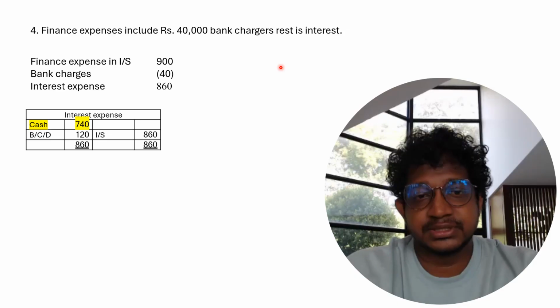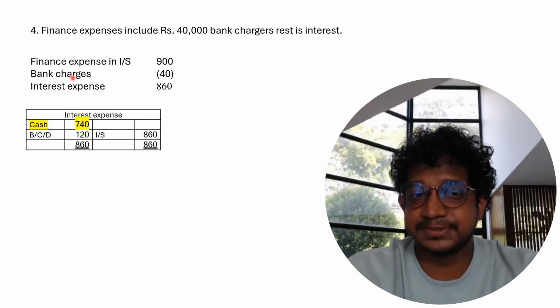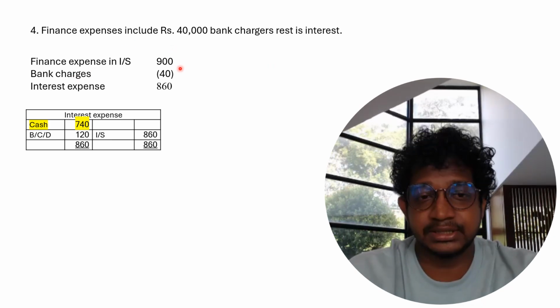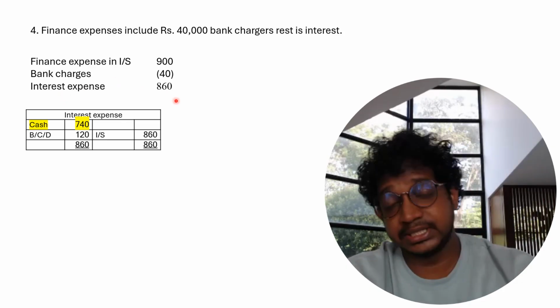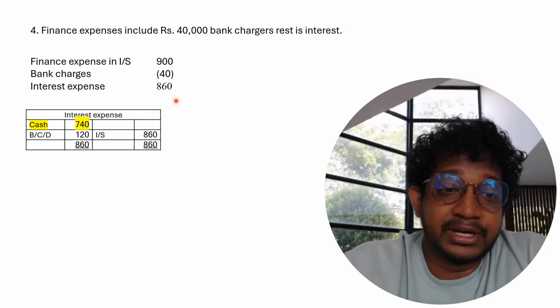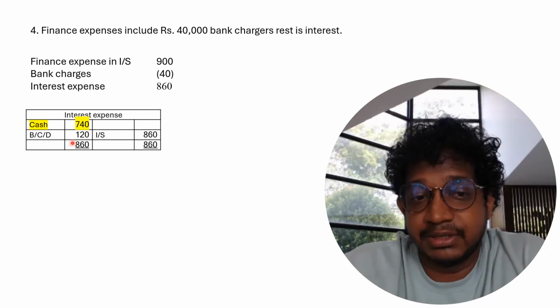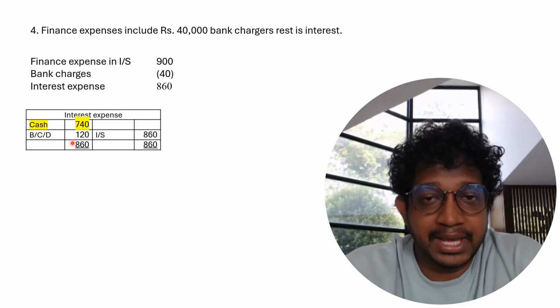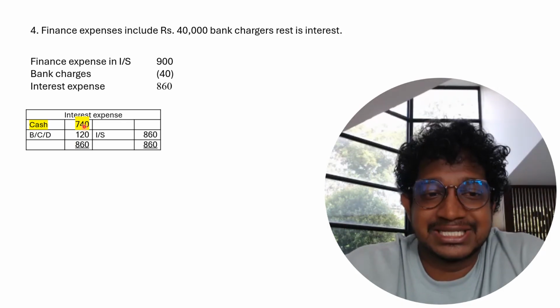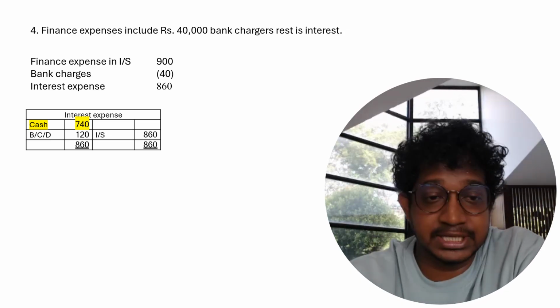Next one, finance expense includes 40 bank charges. So that bank charges you have to record in operating activities as cash outflow. So finance expenses in the income statement 900, minus 40, the interest expense that is relevant for the year is 860. From that, you have to find out the amount that you paid. So in the statement, it says interest expense payable 120, which means you paid for the interest expense 740. That you have to record in operating activities as well.